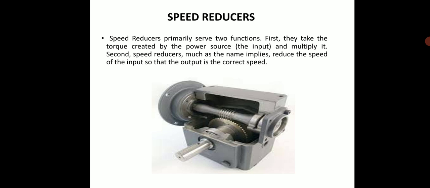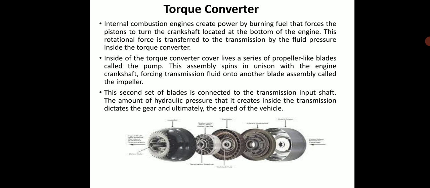There is the speed reducer. Speed reducers primarily serve two functions. First, they take the torque created by the power source and multiply it. Second, as the name implies, the speed reducer reduces the speed of the input so that the output is at the correct speed.